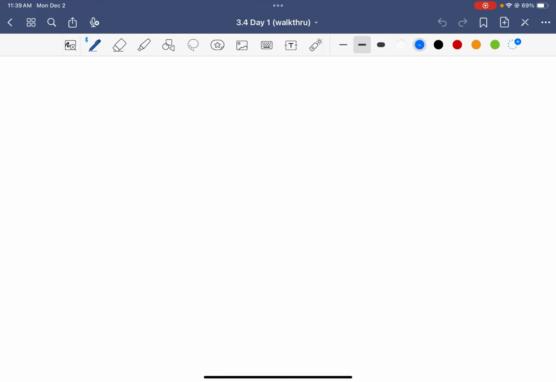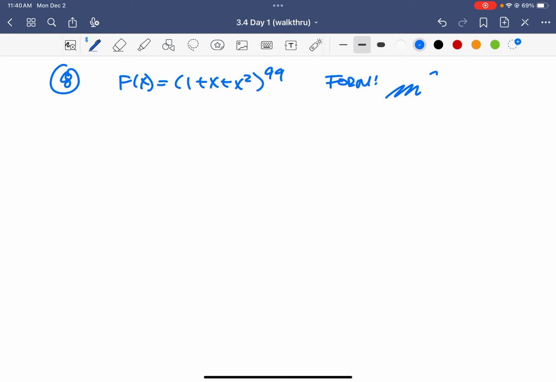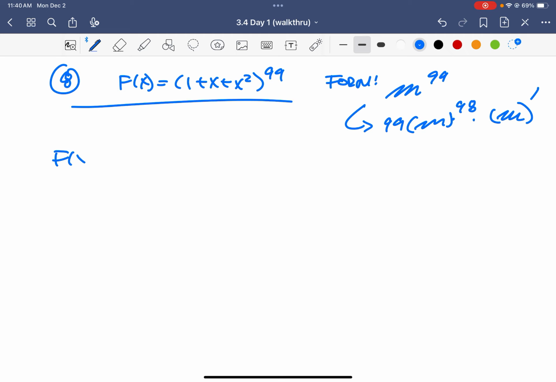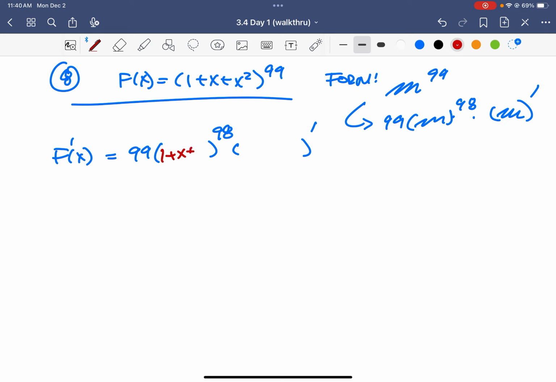Okay, so in 3.4 we start off by doing number 8. If we look at number 8, our function is (1 plus x squared) to the 99th. So we first recognize the form as stuff to the 99th. That means when we take the derivative, it's going to be 99 stuff to the 98th times the derivative of that stuff. So I draw a line and say, look, the derivative is 99 stuff to the 98th times the derivative of that inside.